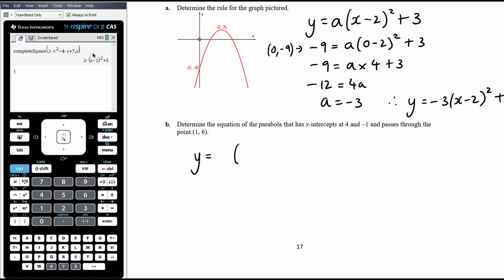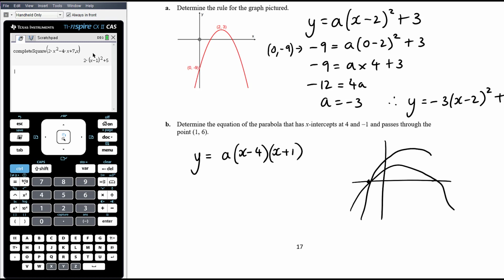So we know that if there's an x-intercept at 4, when it's factorized, the equation must have a bracket that is x minus 4, because that's how we get x equals 4 as one of the x-intercepts. And if there's another x-intercept at x equals negative 1, the bracket must have been x plus 1. We don't know about the dilation because there's infinitely many parabolas that we can draw that have x-intercepts at 4 and negative 1. We want the one that goes through the point 1, 6.